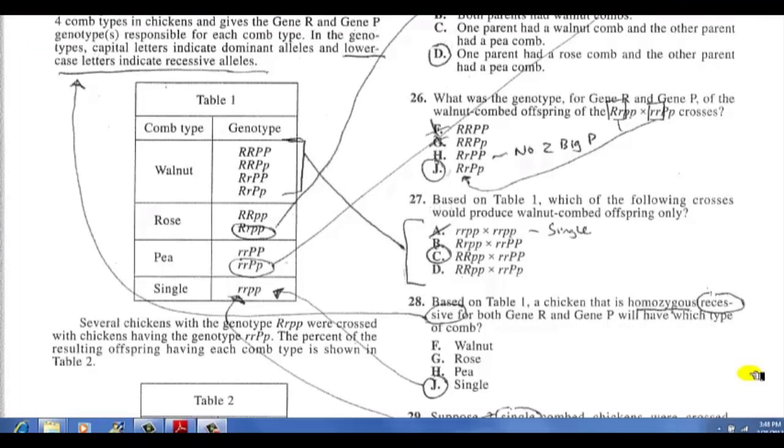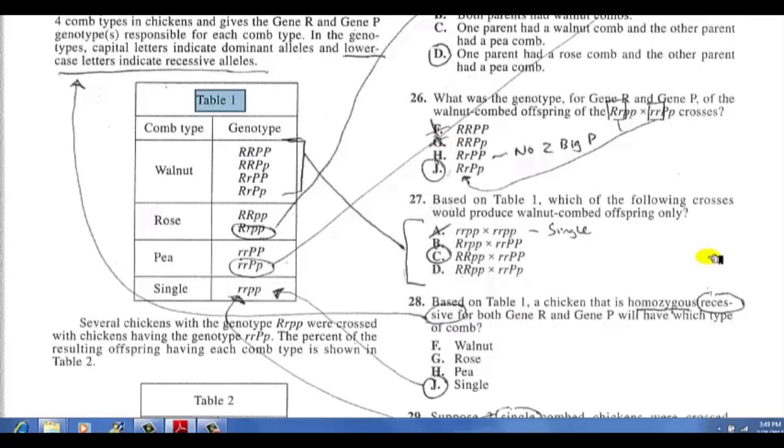Test 70A, Science, Practice Problem number 28. Number 28 states, based on Table 1, a chicken that is homogeneous recessive for both gene R and gene P will have which type of comb? If you look over here, here is Table 1.